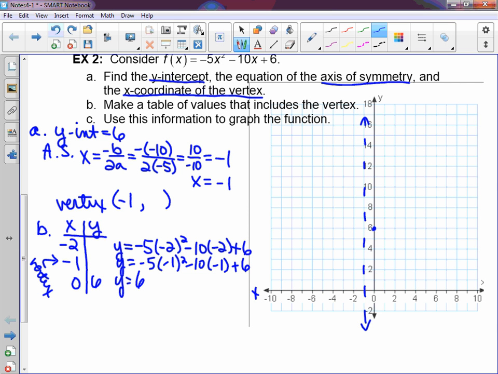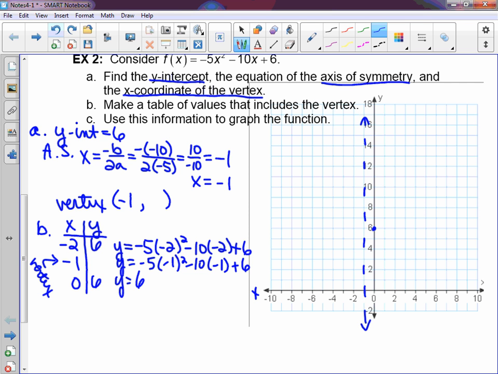You want to get the first one? Yep. 6. Oh, you got 6? You didn't get 6. You did something wrong. Remember when you square those numbers, they're positive. This is a negative. This becomes 4. It becomes negative 20. Plus 12. Plus 6, I'm sorry. Plus 20. Should have been 6, shouldn't it?